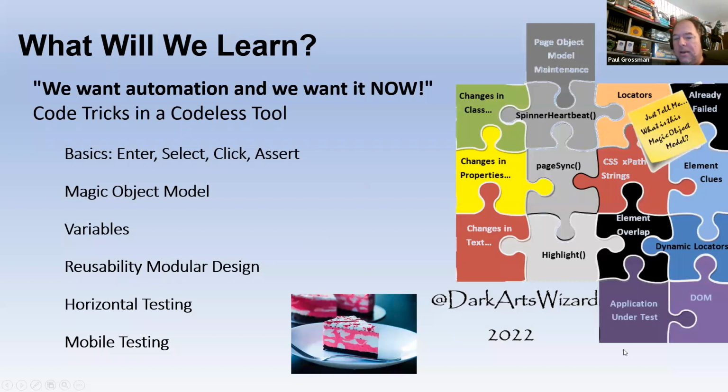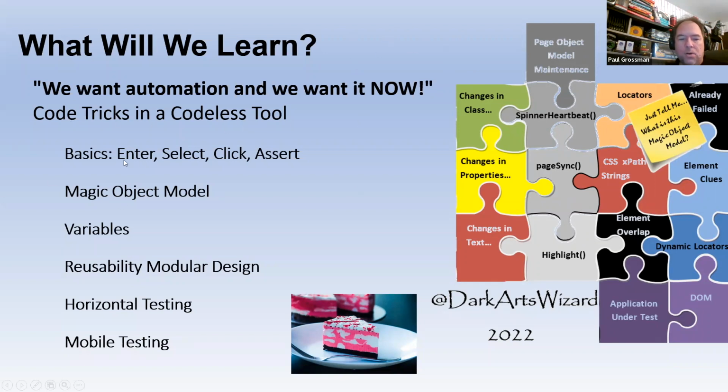Well, normally when I do an automation presentation, we talk about all sorts of different methods and classes and things that you do to make your framework, your code work really well in Python and Java, JavaScript, whatever we happen to be, Ruby on Rails. But today we're going to be doing it a little bit differently because we're working in a codeless tool.